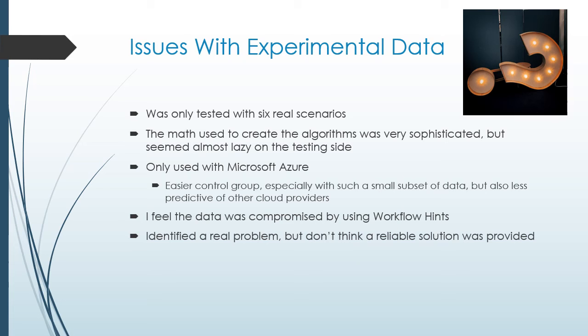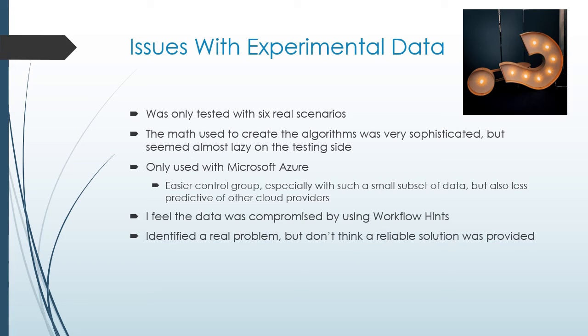Another issue is that it was only used with Microsoft Azure, which is better because you have the same control group. You're not going to AWS, which would complicate, like I said, the control group. But with such a small subset of data, it doesn't really have any bearing on how it would work with other cloud providers. And I feel workflow hints are just a cop out to compromise the data.